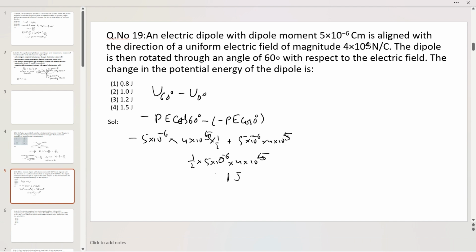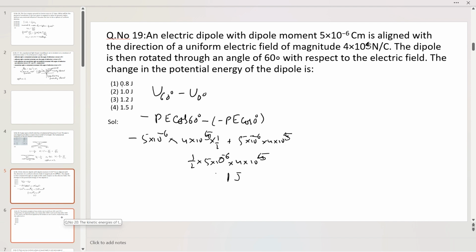Here this is 4 into 10 to the power of 5. Here the electric field is 4 into 10 to the power of 5. So then it comes out to be 1 joules. That is potential energy at 60 degree minus potential energy at 0 degree. This is the change in potential energy. So when we calculate it, it comes out to be 1 joules.